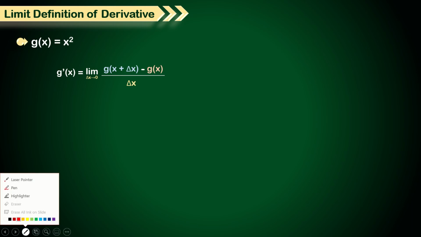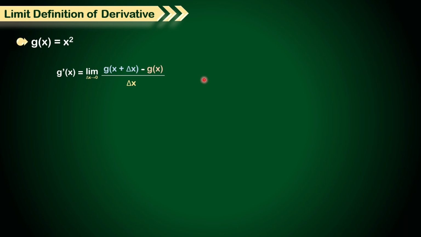To begin, find the derivative of g of x is equal to x squared. Derivative is equal to the limit of g of x plus delta x minus g of x over delta x as delta x approaches 0. Similar to the video on finding the derivative of a linear function, find the equivalent of g of x and g of x plus delta x separately.